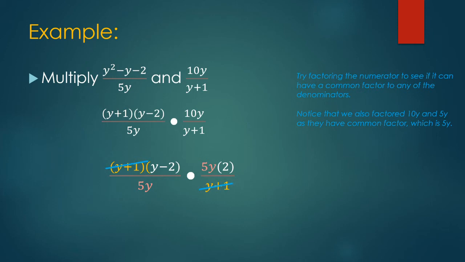Then, we will eliminate y plus 1 and 5y. So, matitira na lang is y minus 2, and then natira sa kabila is 2. So, the final answer is 2 times the binomial y minus 2. Then, we still simplify this as 2y minus 4.